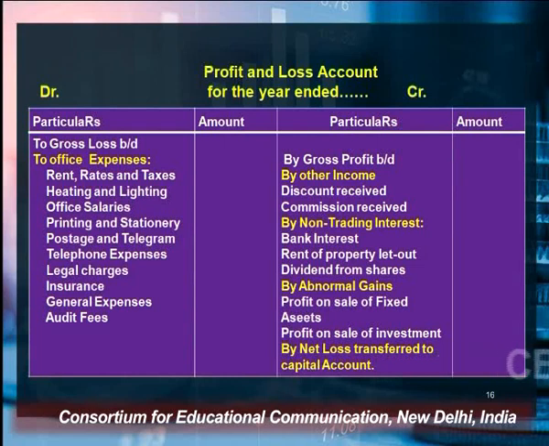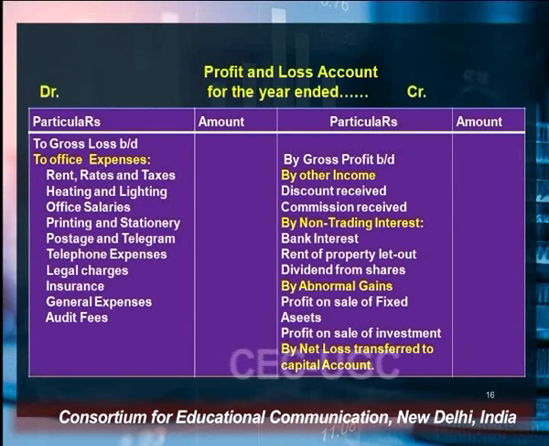since all income and gains are shown on the credit side of this account. If there is a gross loss in the trading account, that has to be shown on the debit side of this account. So on the debit side, the first item is the loss brought down from the trading account. The next item is office expenses. The important thing to consider here is that the trading account involves only the direct expenses, whereas all indirect expenses are shown in the profit and loss account.